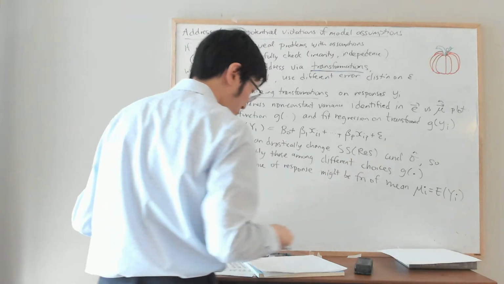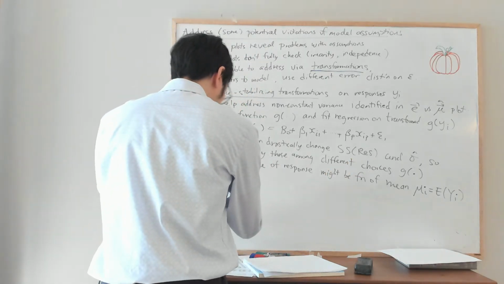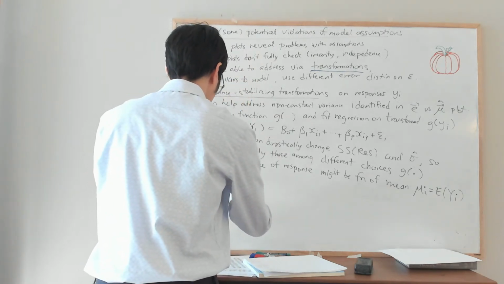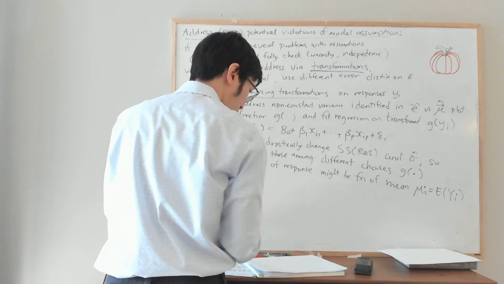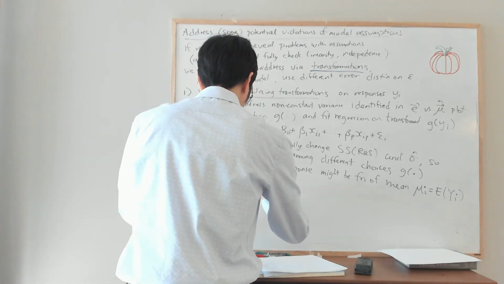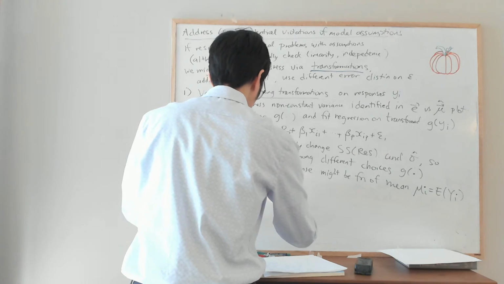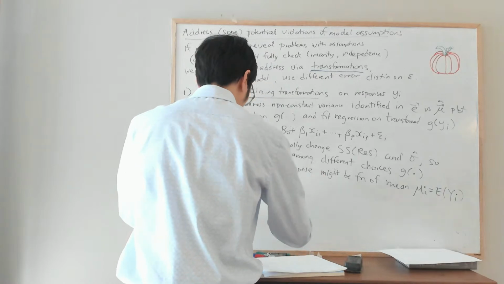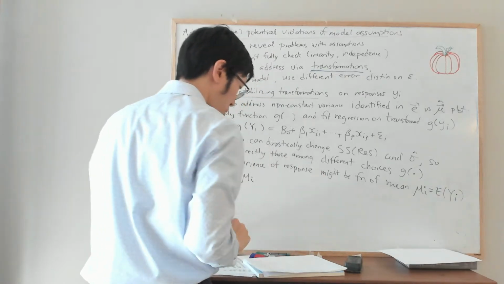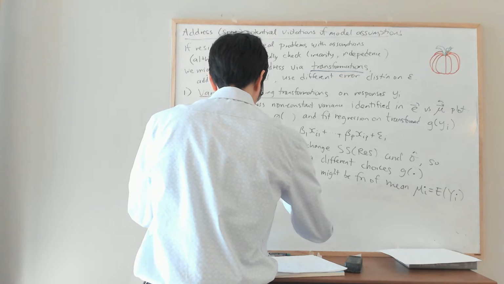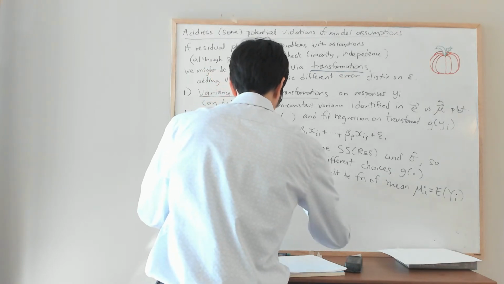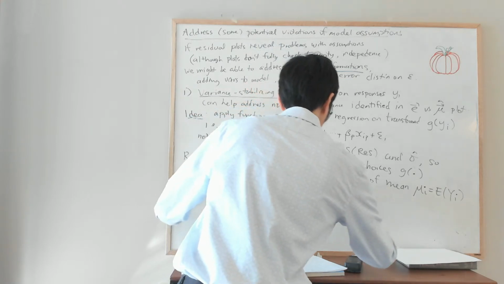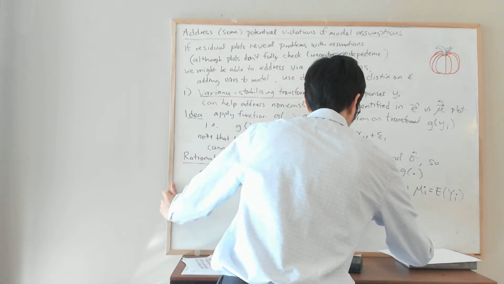So for example, larger mean responses, larger mu i, might have larger variances. An example of that is the Florida oranges.